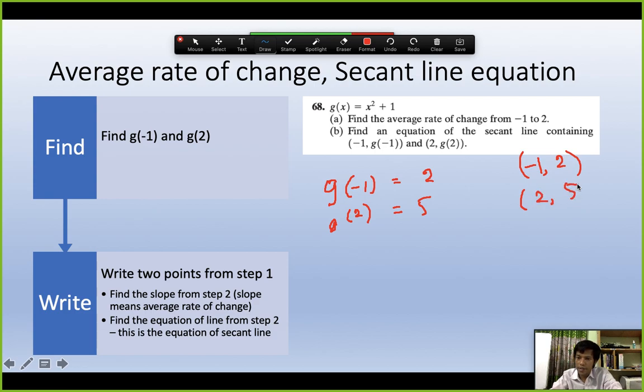And how do we know that this is the y value? Because this is g of x. g of x, f of x, it means y. That means y equals 5. This side means y, and this side means y.